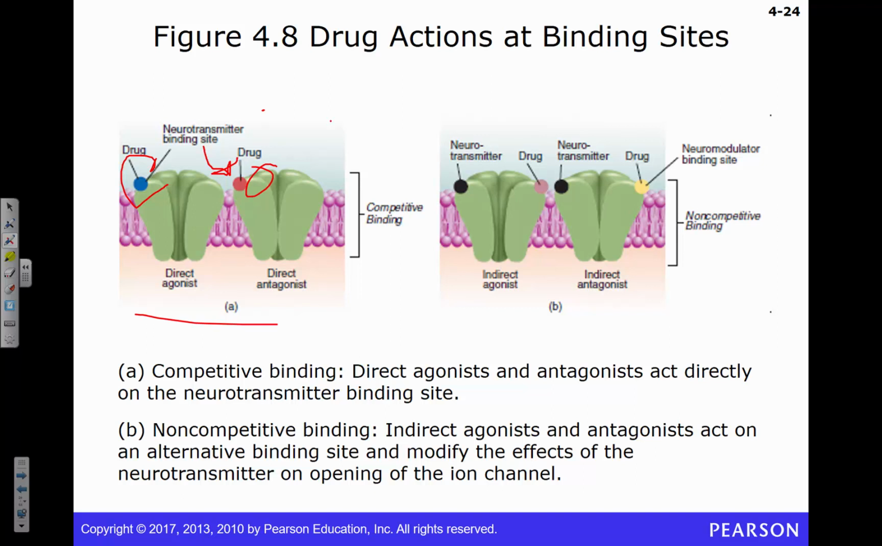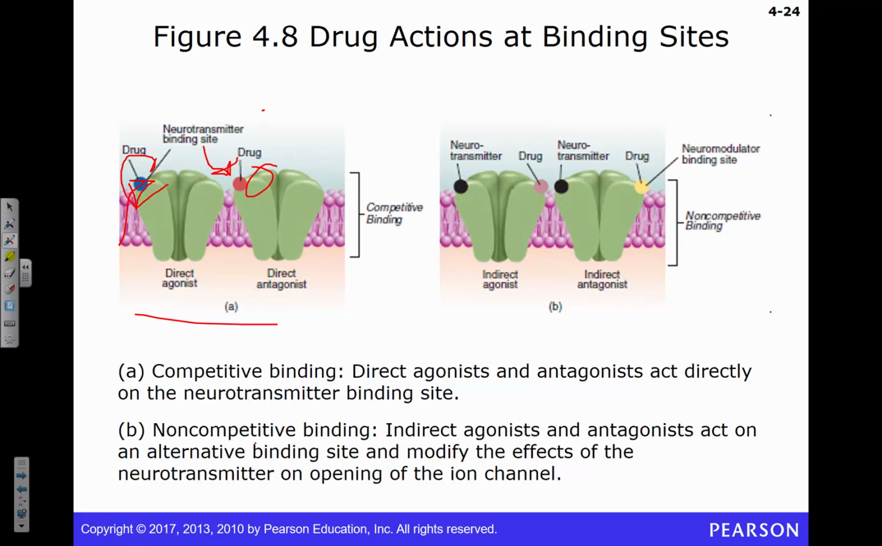You're going to have to be an agonist in this situation if you're opening. Right, because either way, if it's the neurotransmitter or the drug that gets there, then you're going to be opening the ion channel. So if you have a drug that's going to open ion channels and a neurotransmitter that's going to open ion channels, the likelihood you're opening ion channels is increased because you've got another substance there that's doing that.